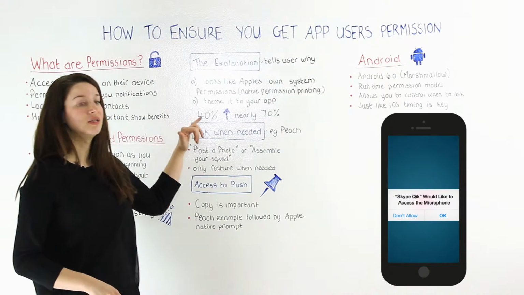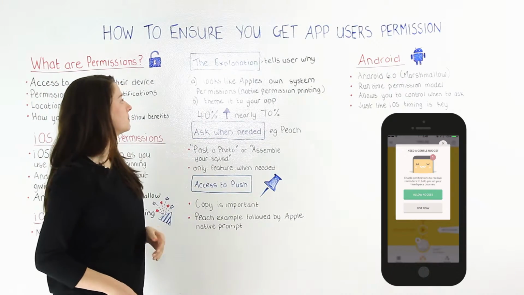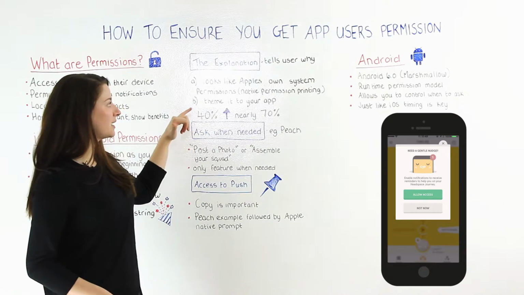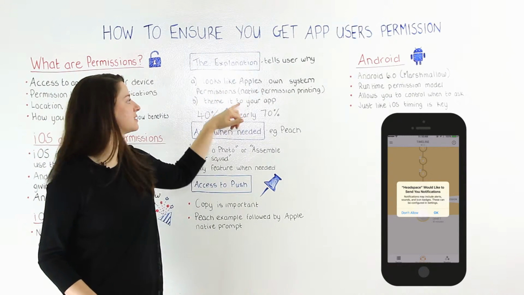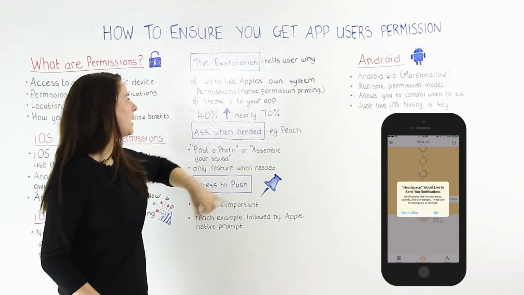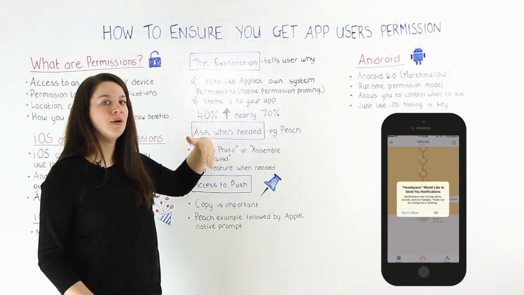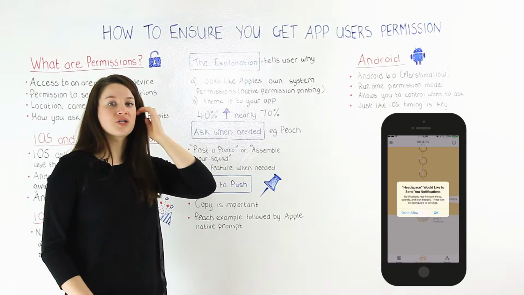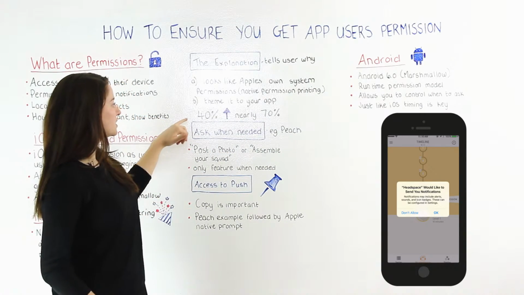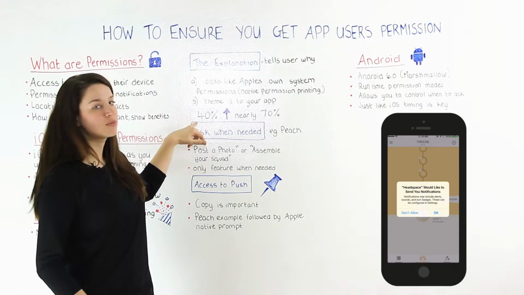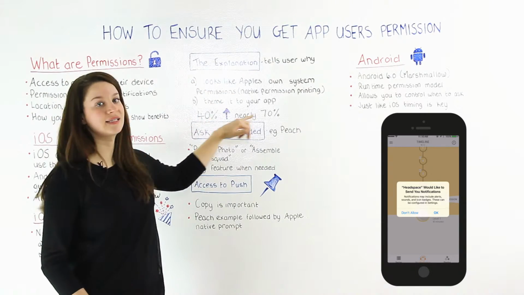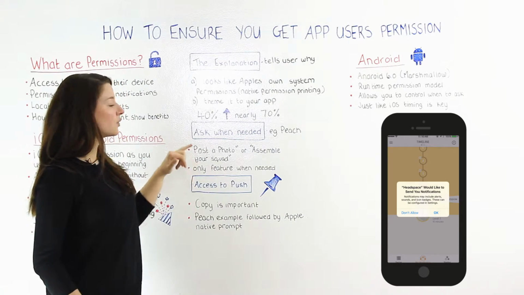So the explanation, this tells the users why they should opt in. And there's two different ways of doing this. You can do it so it looks like Apple's own system permissions. This is called native permission priming. And then you can theme it to look like your app and send the Apple system permission after that. There has been an increase since this came about, and it used to be at 40%, but now it's nearly 70% as well.